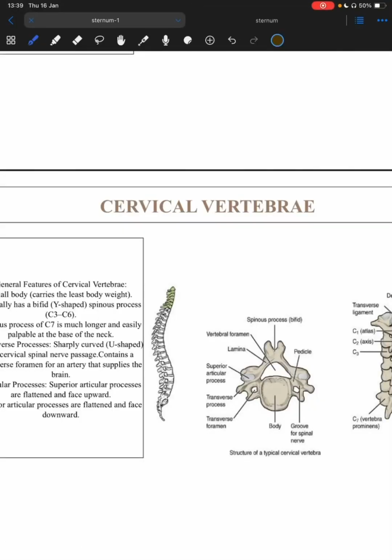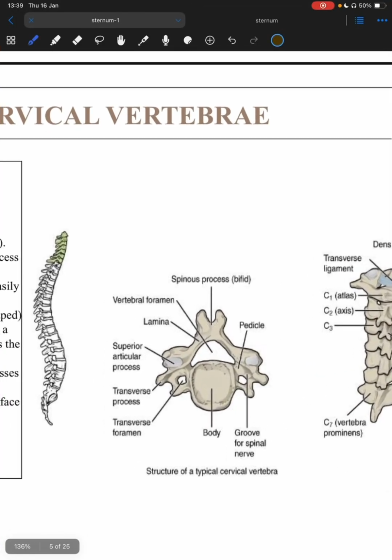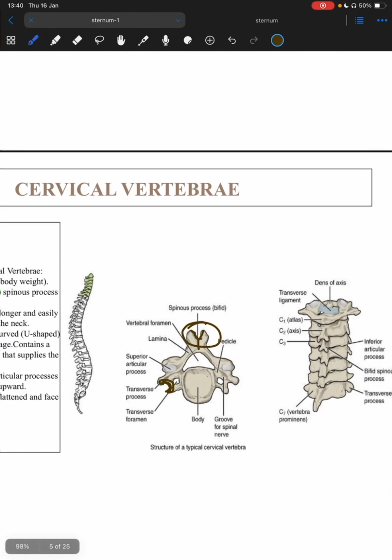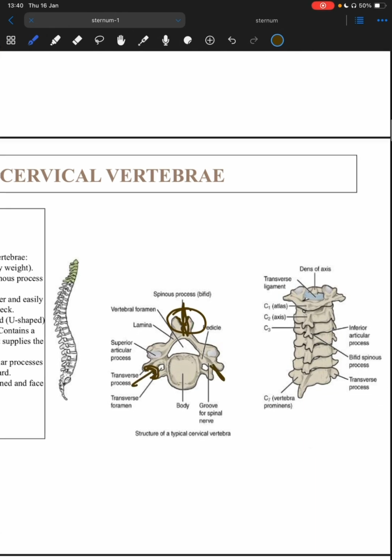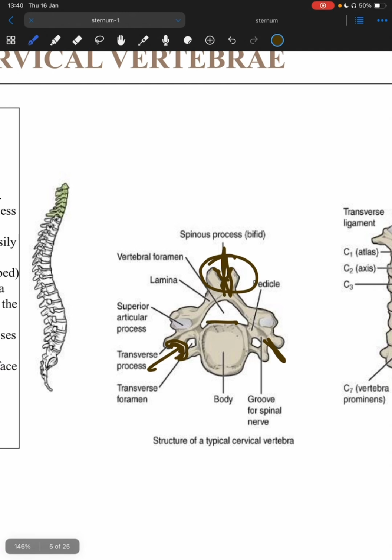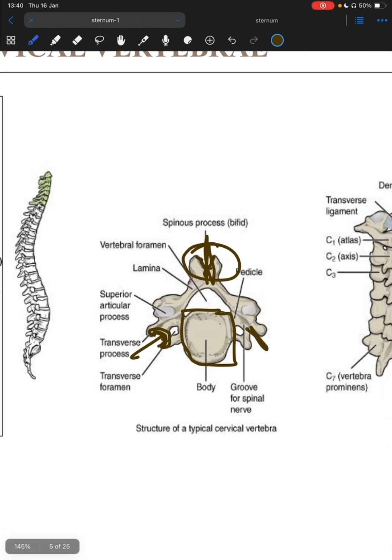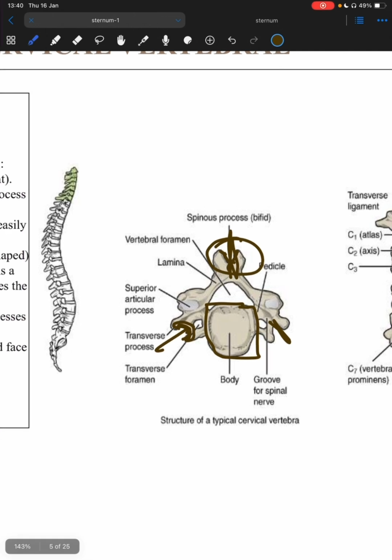So let's have a look at the cervical vertebra. As you can see the difference clearly, its spinous process is bifid. Bifid means it's Y shaped, and its transverse processes are U shaped. As you can see in the typical vertebra, both processes are straight. And you can see the body size. It's the minimum body size of the vertebral column.